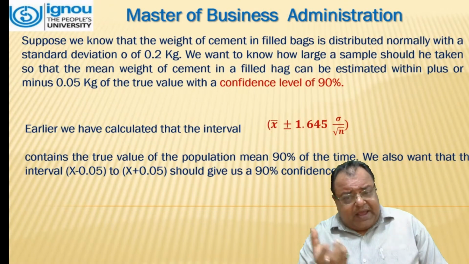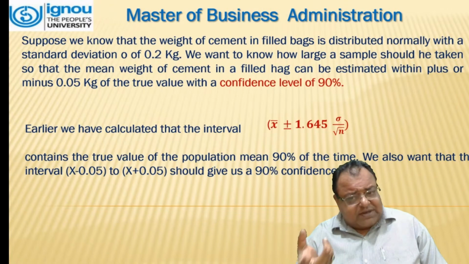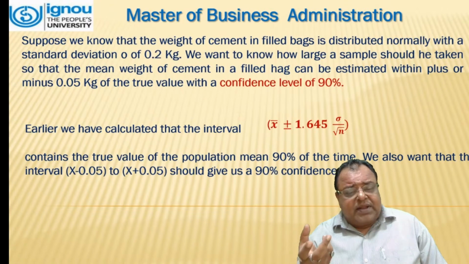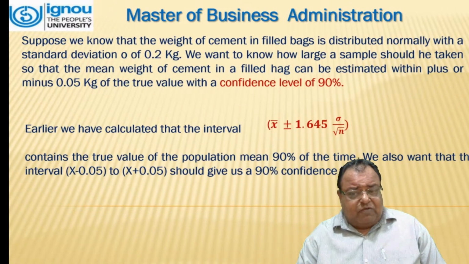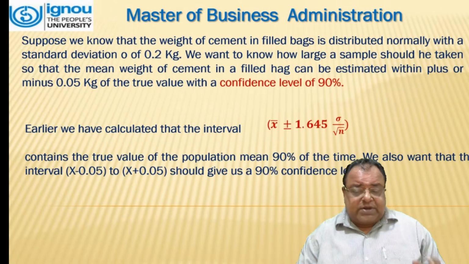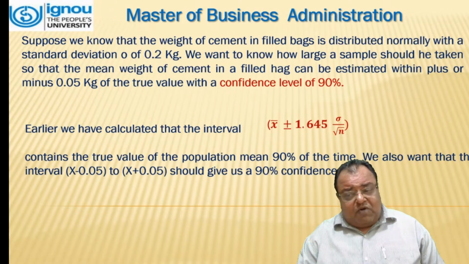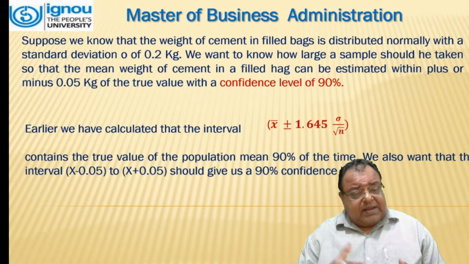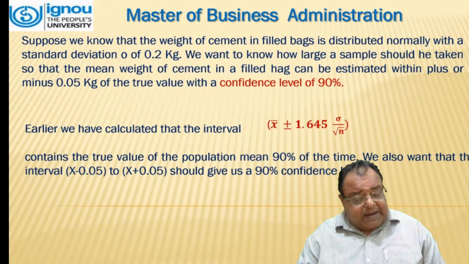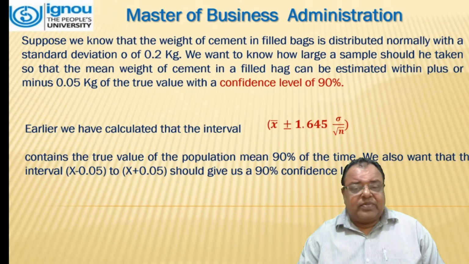Here, we have to calculate the interval. So we know the standard result for a 90% confidence level, that is x bar plus minus 1.645 into sigma by root n, which contains the true value of the population mean 90% of the time. We also want that the interval x bar minus 0.05 to x bar plus 0.05 should give us a 90% confidence level.